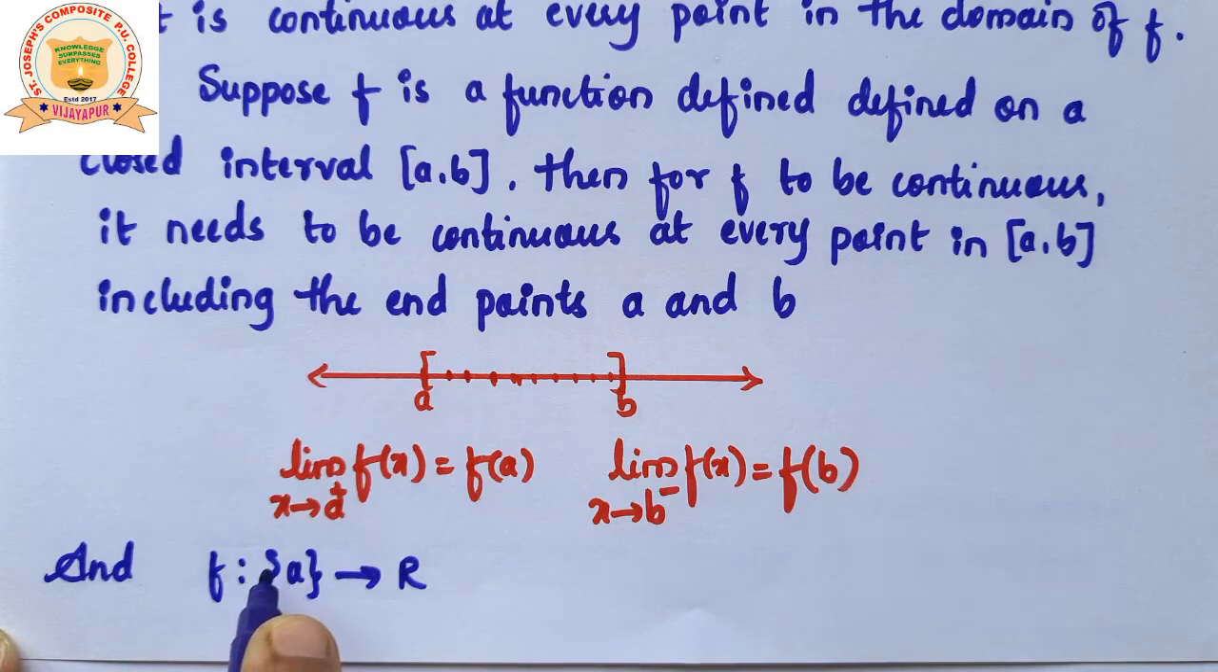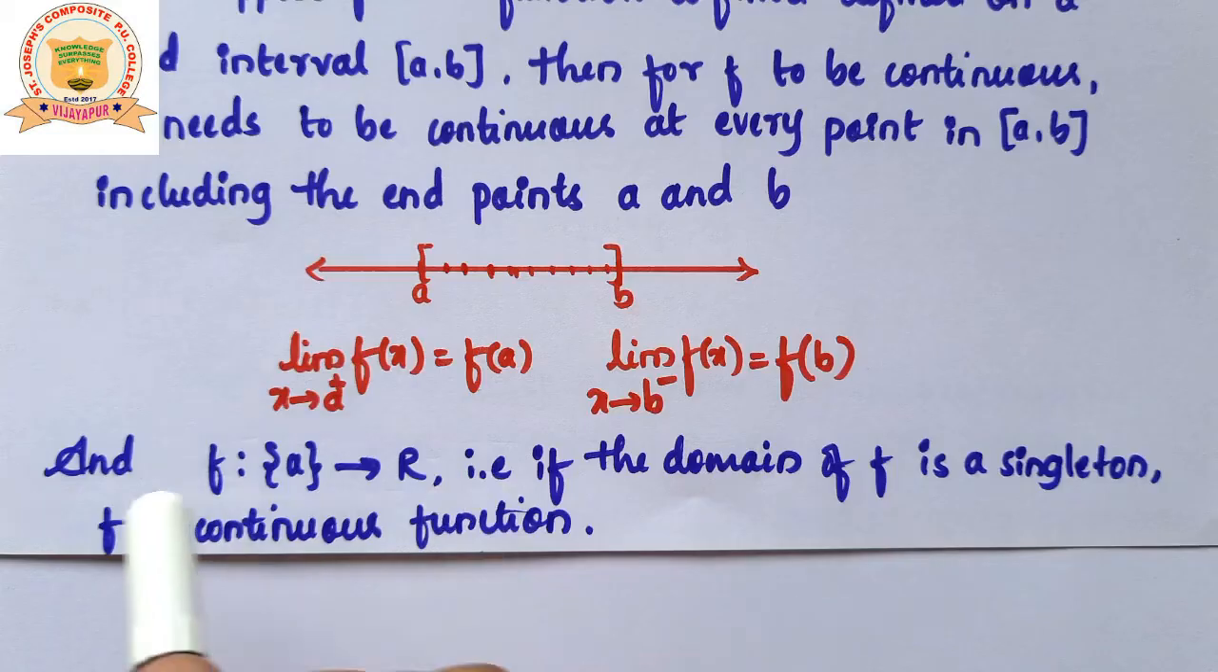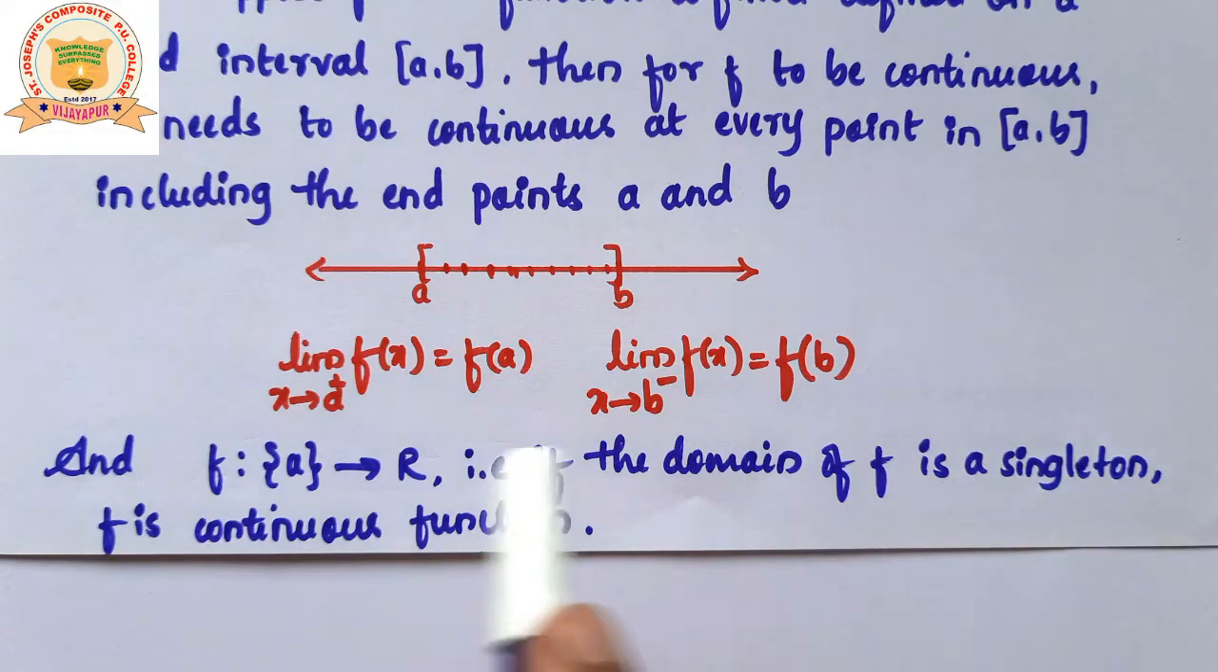There are no values on the left side and no values on the right side. Therefore, we can't find LHL and RHL for this point A. Then, if this is the condition, we have to conclude that the function is a continuous function. If the domain of the given function is a singleton set, then the function is always continuous. That is, if the domain of f is a singleton set, then f is a continuous function.